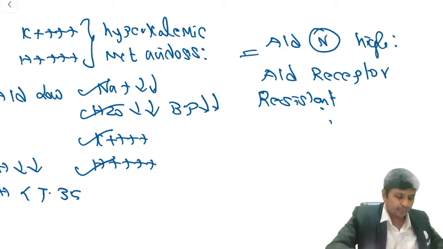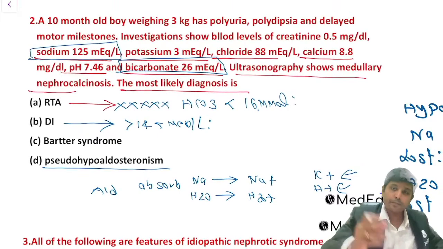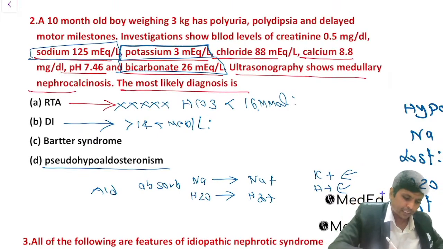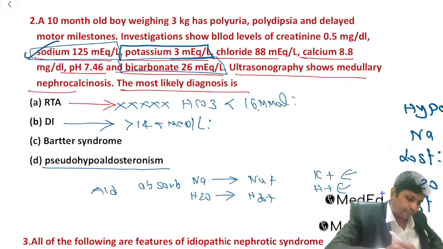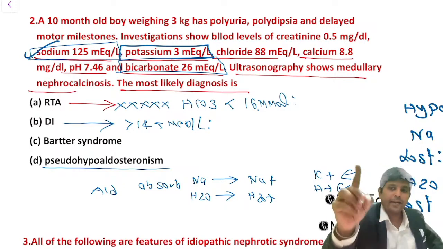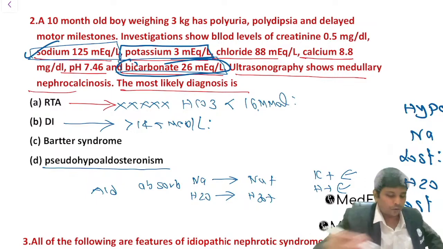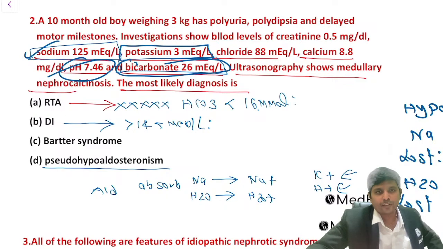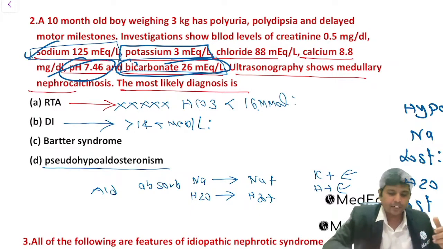Let us see whether this is a case of pseudo-hypoaldosteronism. For pseudo-hypoaldosteronism, potassium should be high. Here potassium is 3. It will be associated with hyponatremia. Yes, hyponatremia. But because of H plus retention, you will have metabolic acidosis. So bicarbonate should be low, but here bicarbonate is high. And pH will be low, less than 7.35. Here pH is 7.46. Hypoaldosteronism is a case of hyperkalemic metabolic acidosis. But here you have metabolic alkalosis.